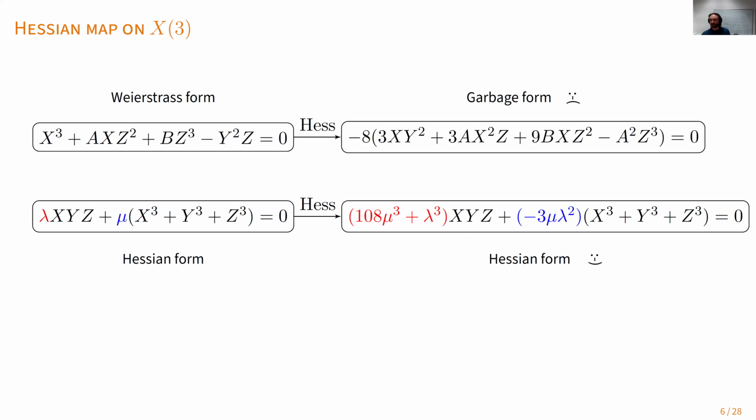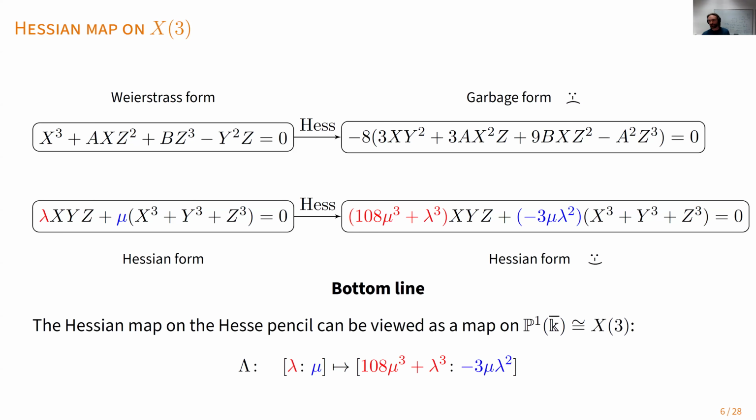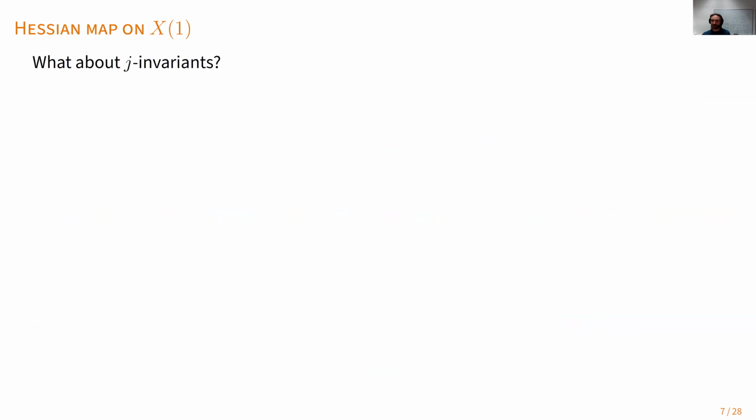So this shows you that you can express the Hessian as a map over the modular curve of level 3. So you can just look at how the Hessian behaves on the coefficients of the corresponding curves. And the map is the one I've written below. So it's a map of degree 3. Okay, so this gives you the picture of what the Hessian does on X(3) as promised. But what does it do on X(1)?